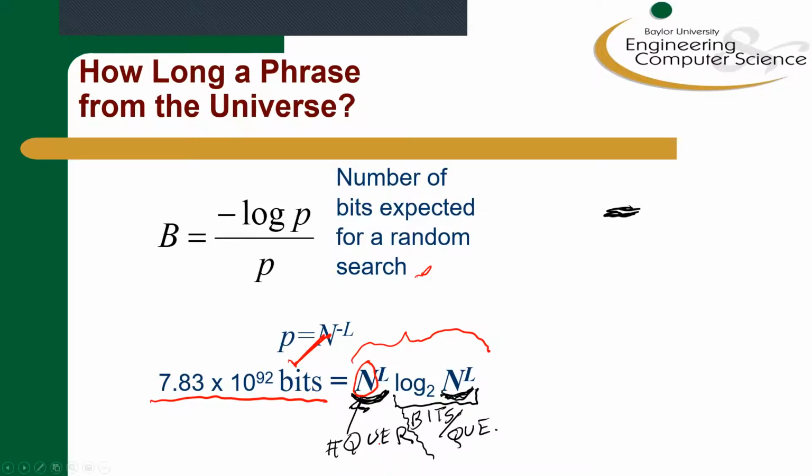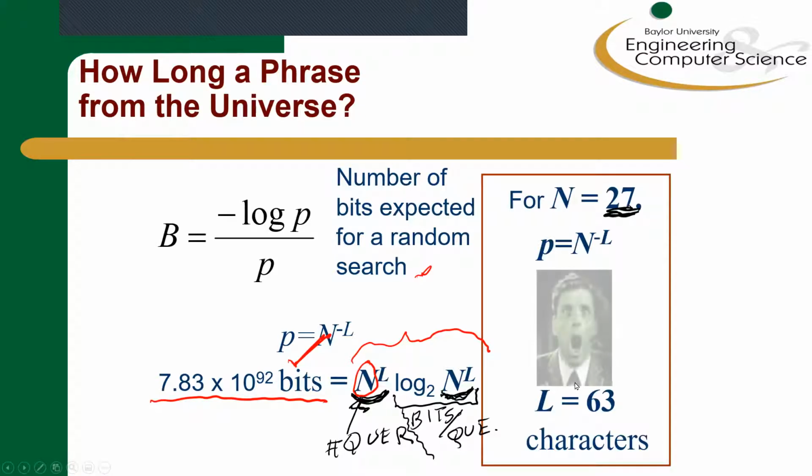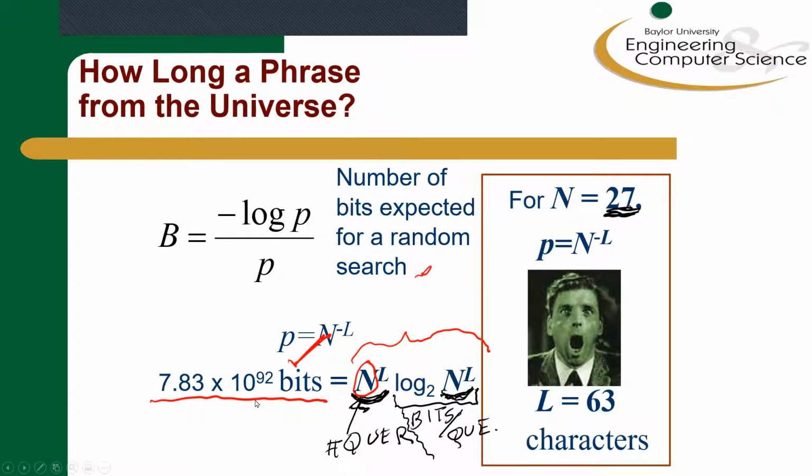And L you cannot solve for in closed form, but we can do a solution for it. The question is, if we had all of these bits in the universe, how long of a result L could we look for? It turns out, astonishingly, only 63 letters. We know what the bit capacity of the universe is. We know what N is, that's 27, and we want to solve for L. If we solve for L, we would find out that it's about 63.